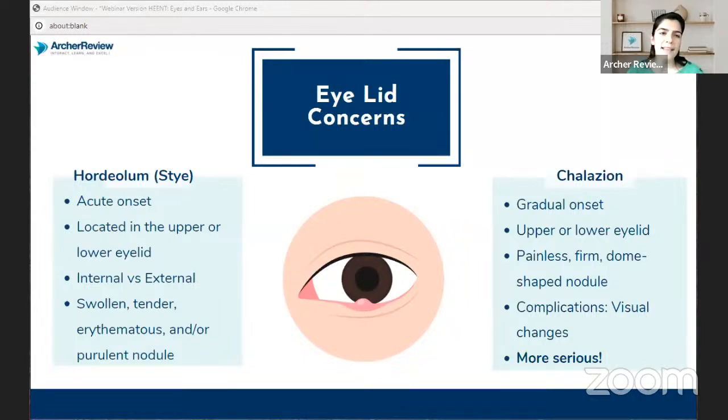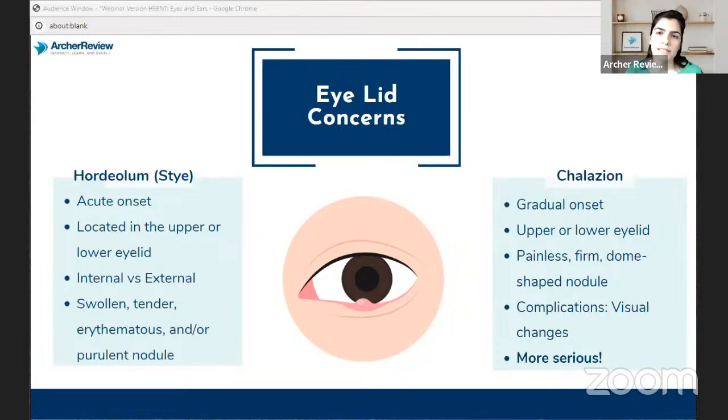All right, moving on to eyelid concerns. So with the eyelid, we have two different types that we're going to go over today. The one is the hordeolum versus the chalazion. The hordeolum is our typical stye. So you're going to have patients coming in and saying, oh my God, I just woke up and this thing came on. What is this? And their main concern is, is it something that I need antibiotics for, right?